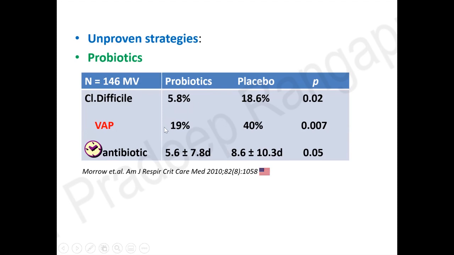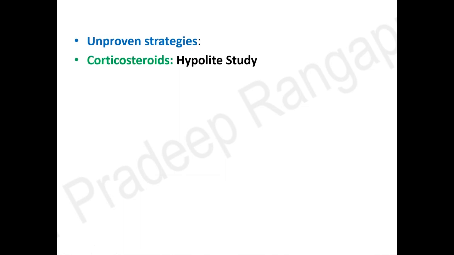And the VAP rates also were found to be significantly less in the group which got probiotics, 19% versus 40%. And the duration of antibiotics also was found to be less with probiotics. So this particular study raised the enthusiasm that maybe probiotics would help overall in patients in reducing the risk. But then the study was grossly underpowered to make any strong conclusions. And right now, there is no robust evidence to say that routine use of probiotics helps us in any way in reducing the VAP.